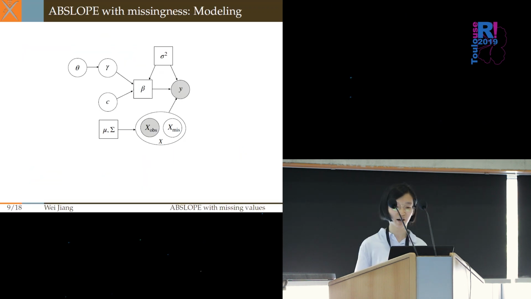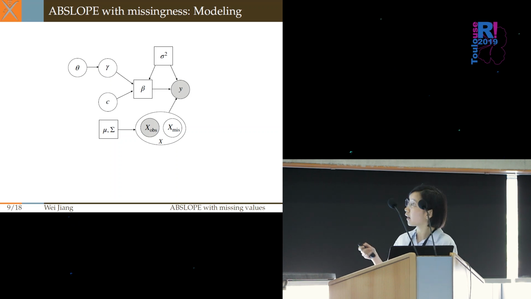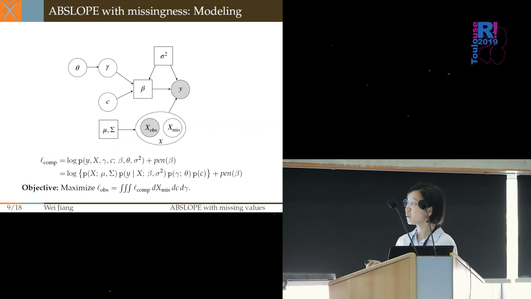Now we summarize our model with a graphical model. Here there are variables in circles and also parameters in squares. With this graphical model, we can decompose our log complete likelihood into different parts. But our objective is not to maximize the complete likelihood. Taking the missing data into consideration, we maximize only the observed likelihood, which integrates all the latent variables, including missing values, signal magnitude, and also the sparsity and signal indicator.